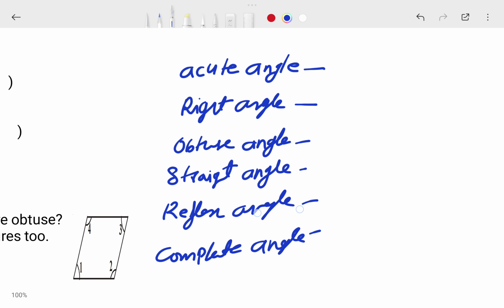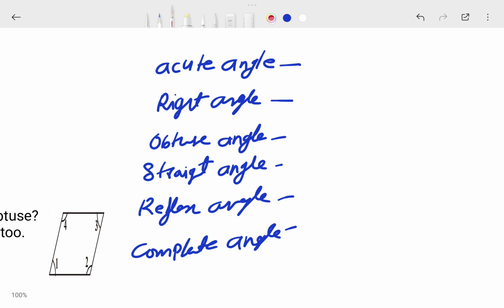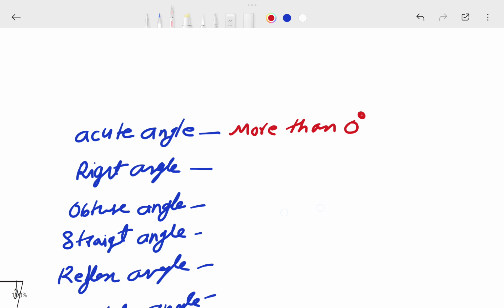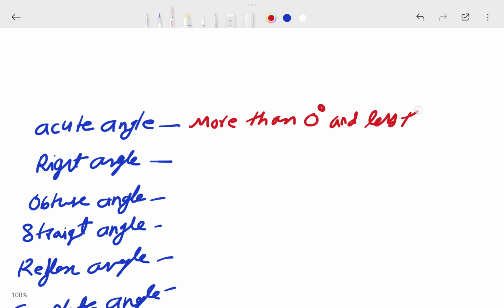Now let's talk about them one by one. First, what is the acute angle? Acute angle means the angle which is more than 0 degree and less than 90 degree. This point means 0 degree. Do you know what is meant by 90 degree?